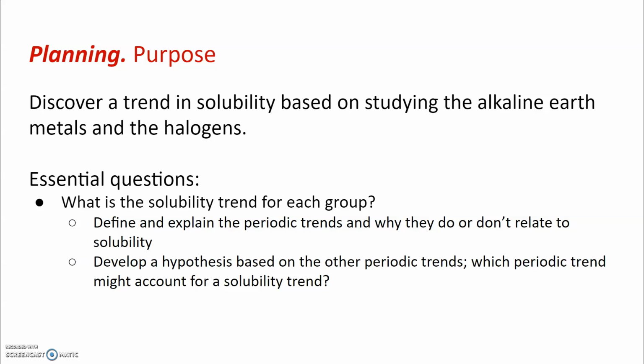Using logic. And then you're going to develop a hypothesis based on the other periodic trends. So you're wondering which periodic trend might account for solubility, and based on those things, you're saying, well, I think alkaline earth and halogens are going to have the same solubility trend, or I think they're going to have opposite solubility trends, or I don't think there's going to be a trend in solubility for either group. Those are the types of things you'll be hypothesizing.